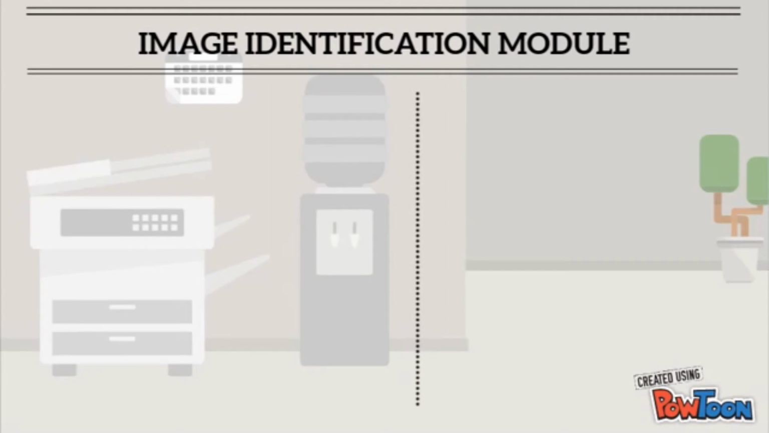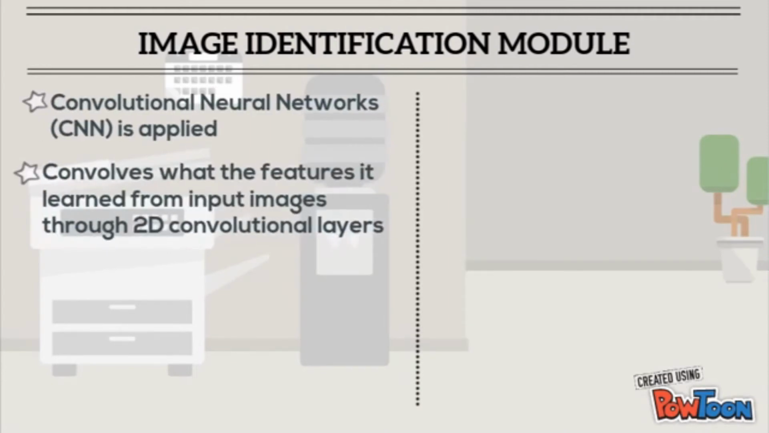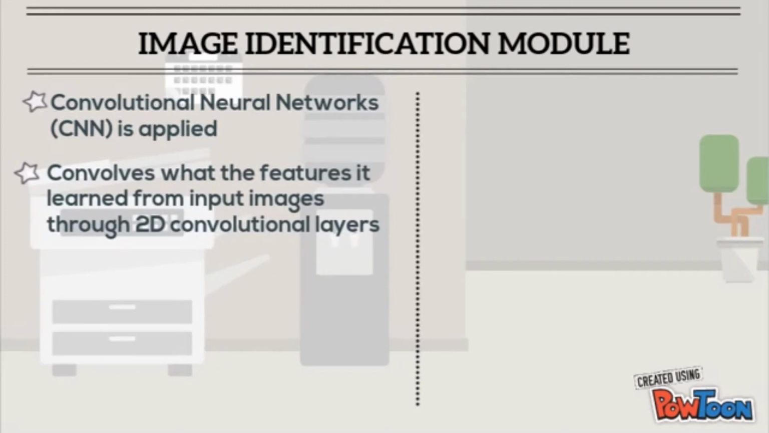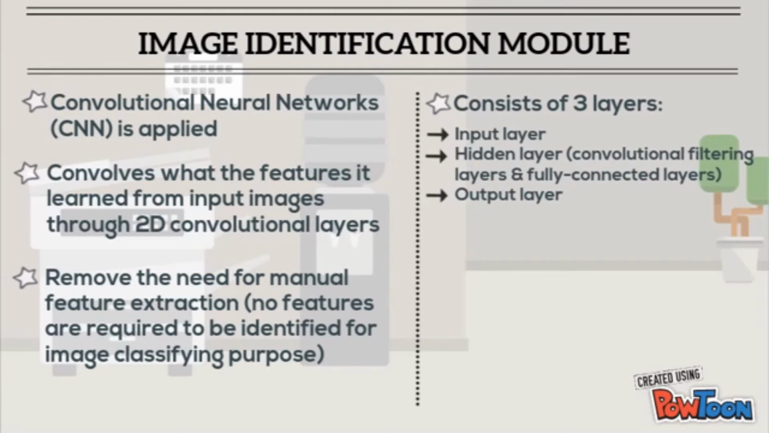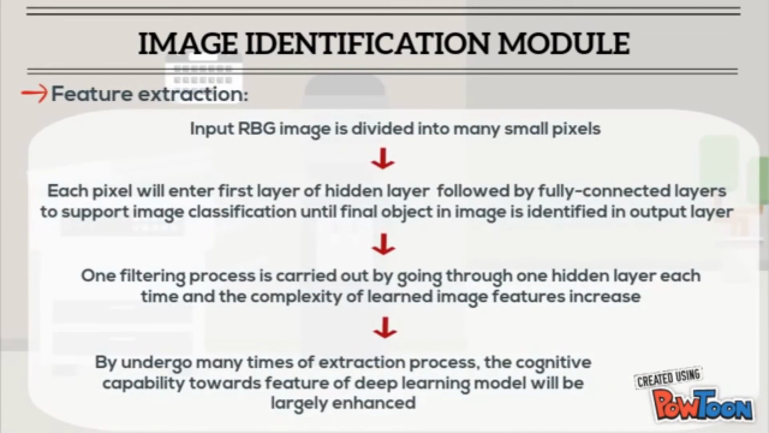Image identification module. A convolutional neural network is applied to convolve what features it learned from the input image through 2D convolutional layers, so it is suited for 2D image processing. It removes the need for manual feature extraction, so no features are required to be identified for image classifying purposes. It consists of 3 layers: input layer, hidden layer, and output layer. For feature extraction, the input RGB image is divided into many small pixels. Each pixel will enter the first hidden layer, followed by fully connected layers to support image classification. One filtering process is carried out by going through one hidden layer each time. By undergoing many rounds of the extraction process, the cognitive capability of the deep learning model towards features will be largely enhanced.